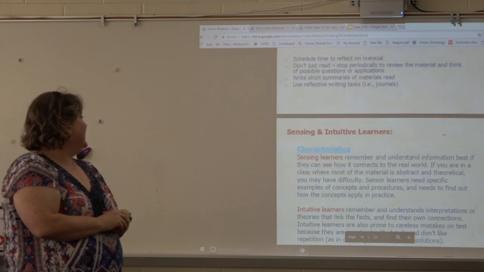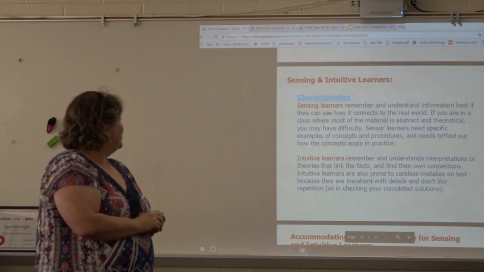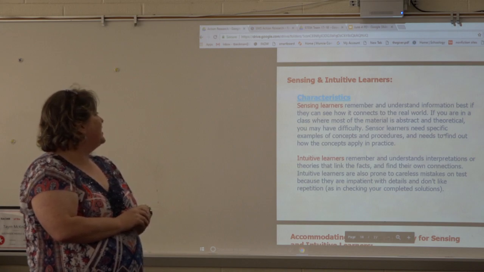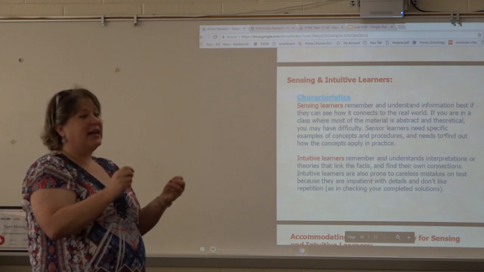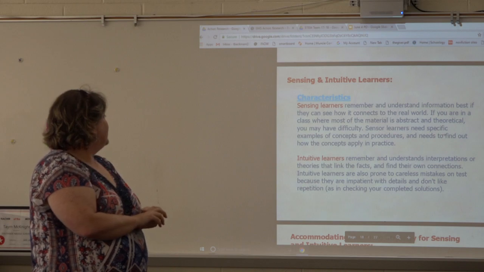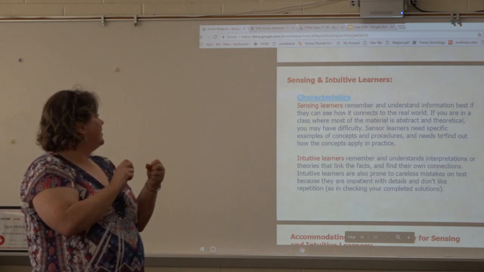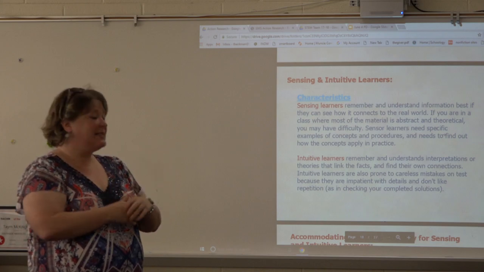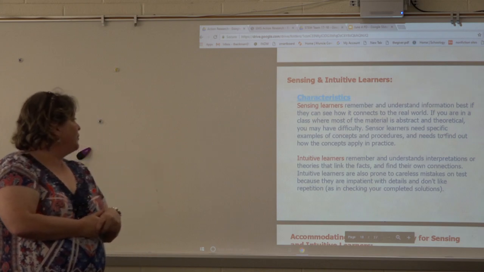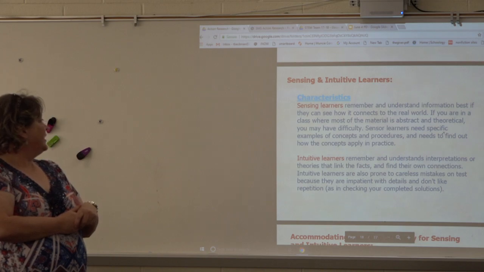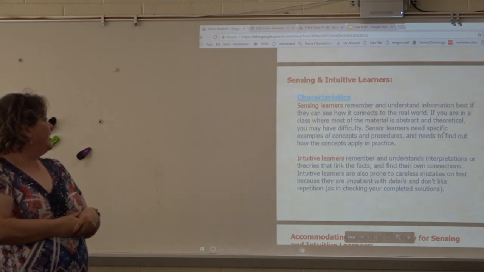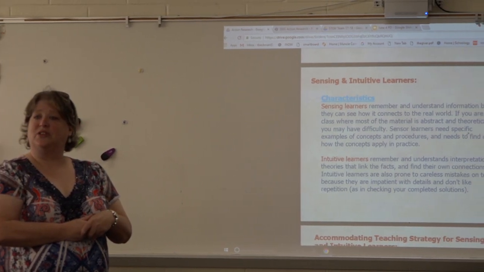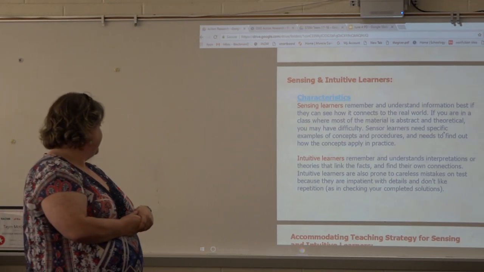Then you have sensing and intuitive learners. Sensing learners can remember and understand information by seeing how it connects to the real world. Sensing learners need specific examples of concepts and procedures, and they need to find out how they apply in practice. And then intuitive learners remember and understand interpretations and theories that link to facts. They find their own connections, so they do most of the work themselves.